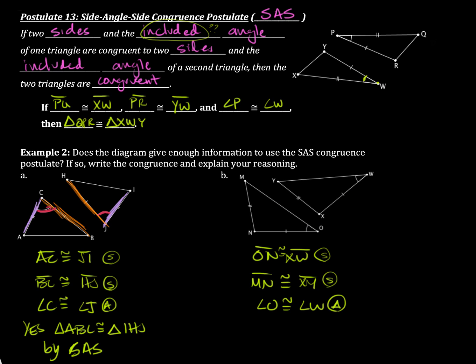If I look at YX, I'll color code again. YX congruent to MN, and I have XW congruent to NO, and then I have angle W and angle O. You can see my angle is not the angle that's formed by the two segments that I've color coded. So it's not the included angle. So no, because the angles are not included angles.